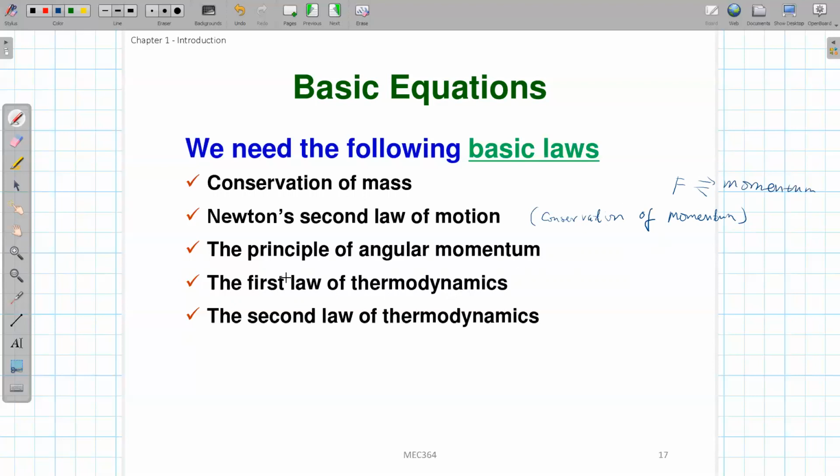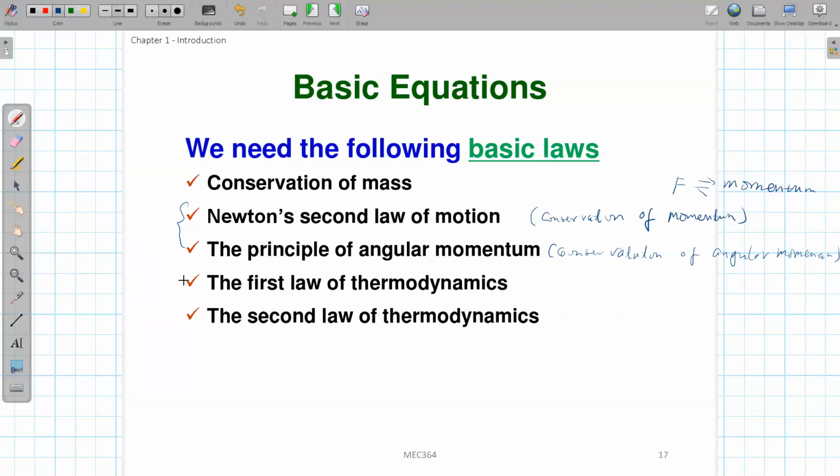And the third one is also between the force and momentum, but we are looking at it in the rotational way. Rotation. You can also call this the principle of angular momentum, or the conservation of angular momentum. So the torque you put on the system will be balanced by the change of the angular momentum. Both of these two are regarding the momentum of the system.